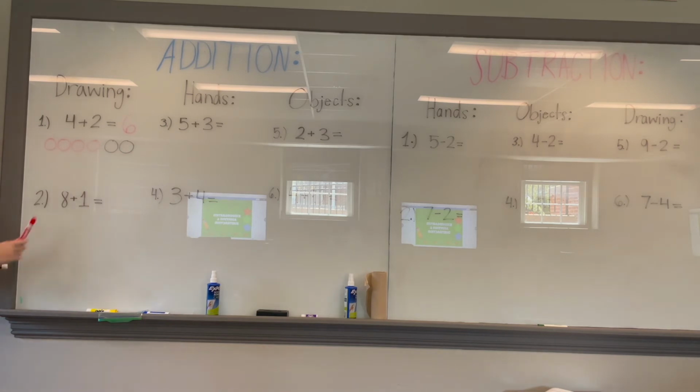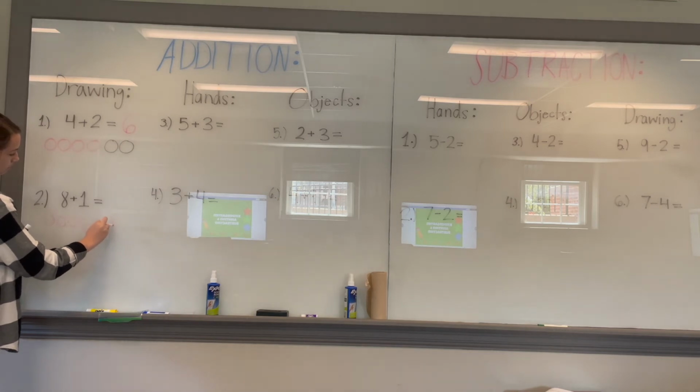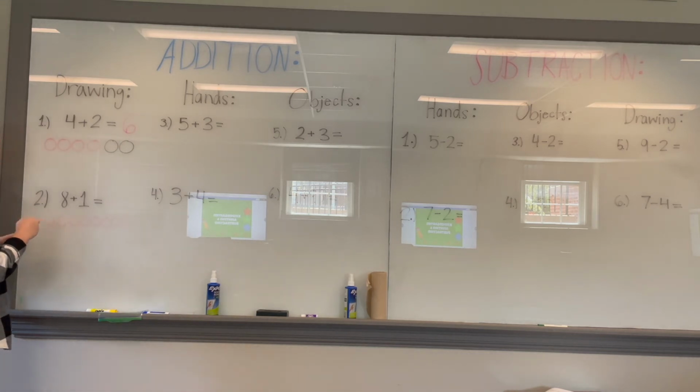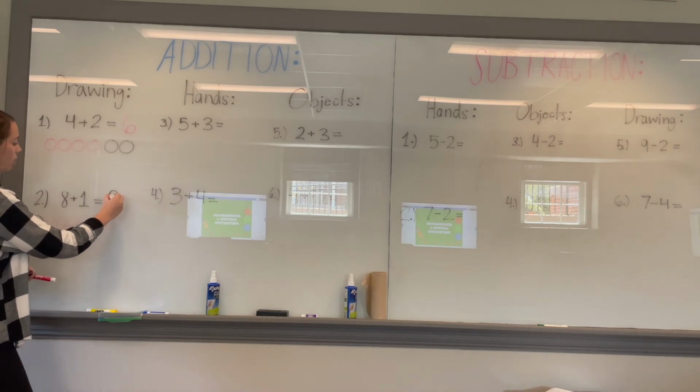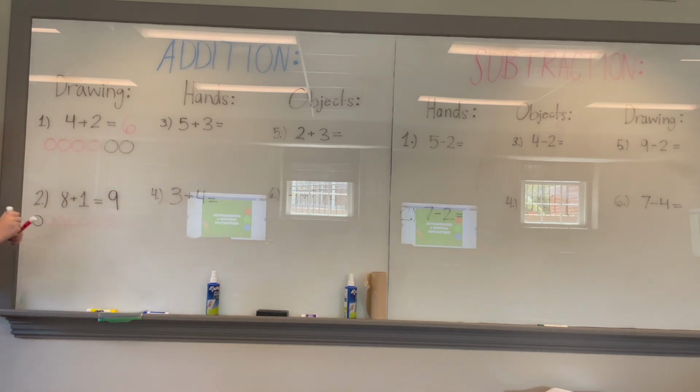Our next problem is 8 plus 1. If we see this, we know that we are going to draw 8 circles. Then we're going to draw one more circle. So if we count all of our circles together, we know that this would equal 9. So the answer to the problem, 8 plus 1 equals 9.